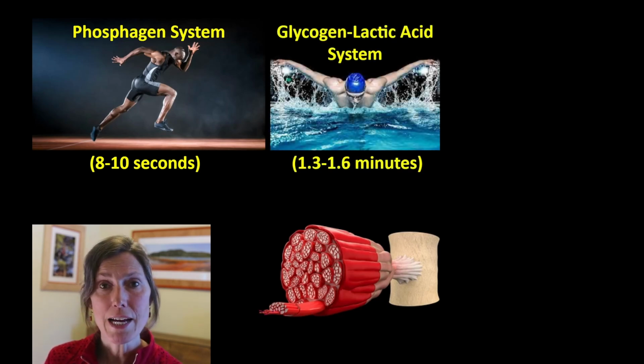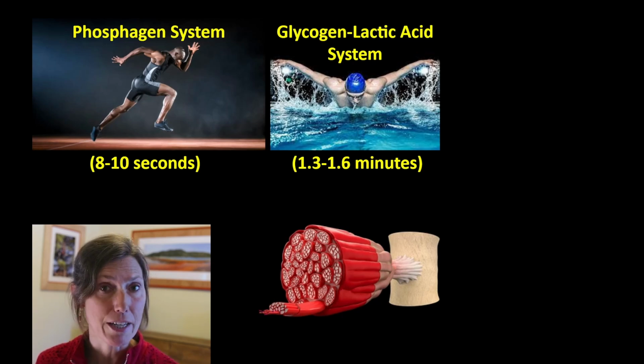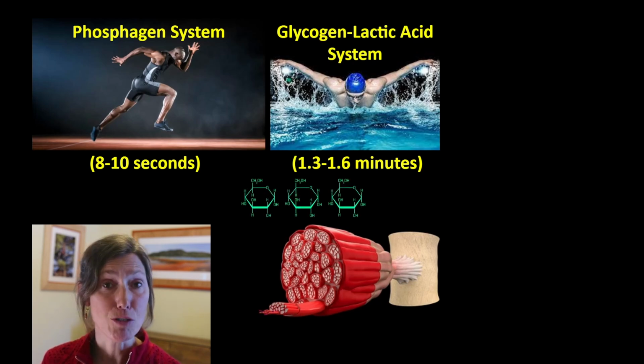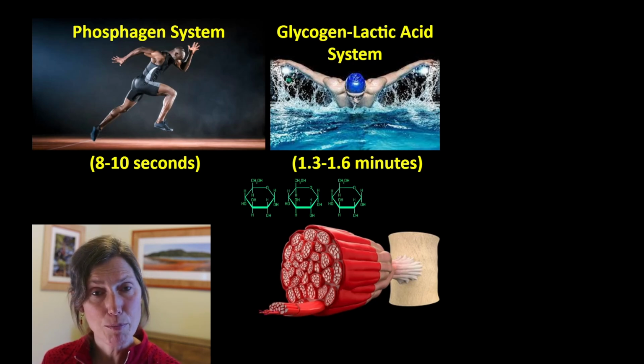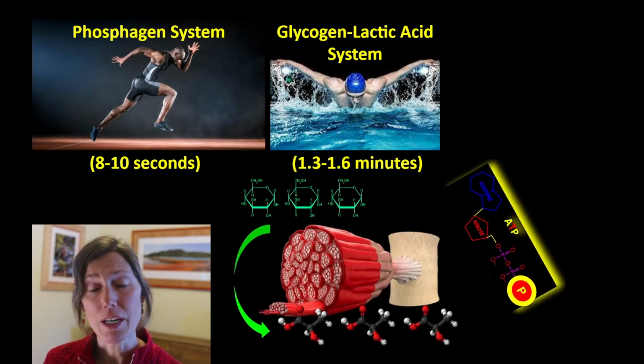The glycogen-lactic acid system is also dependent on energy storage in the muscle and in the liver to a certain extent. And that is namely glycogen, which is, as you may remember, a chain of glucose linked together. When that glycogen is hydrolyzed, you basically have glucose monomers that can then be put through glycolysis, and in the absence of oxygen can give rise to lactic acid and a little bit of ATP. That storage gives rise to energy for about 1.3 to 1.6 minutes.